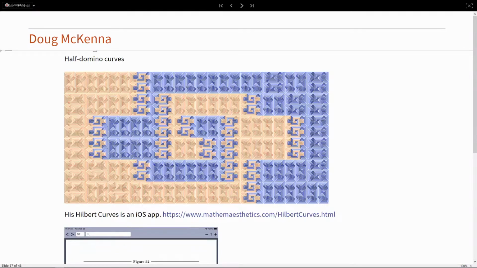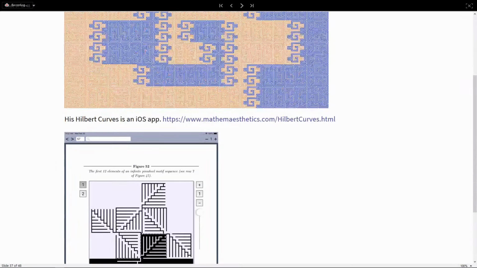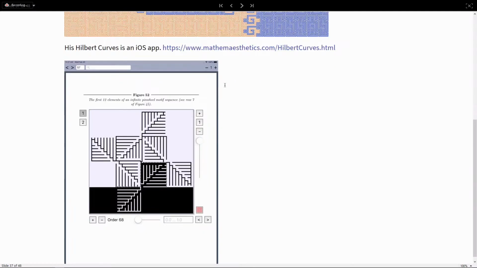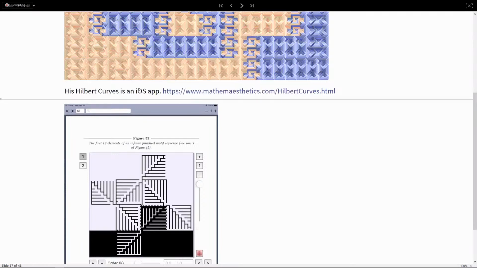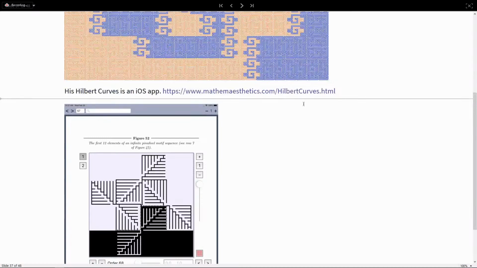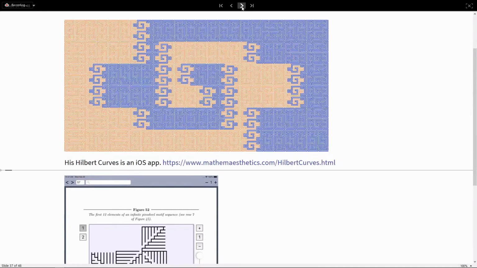Doug McKenna is one of the earlier people to look at space filling curves, and he basically compiled all of them and then started turning them into art back in the 1980s. And he has a site, Mathematics, and here's he actually has an iOS app which you can get from the Apple Store. And here's one of the screenshots from that app on Hilbert curves. I believe it's called Hilbert curve on the Apple site.